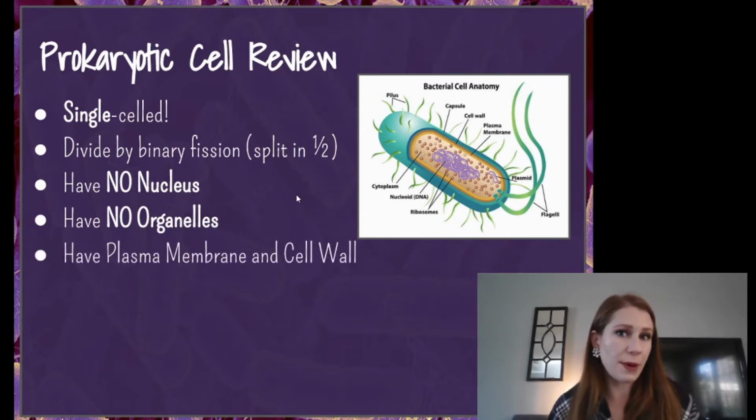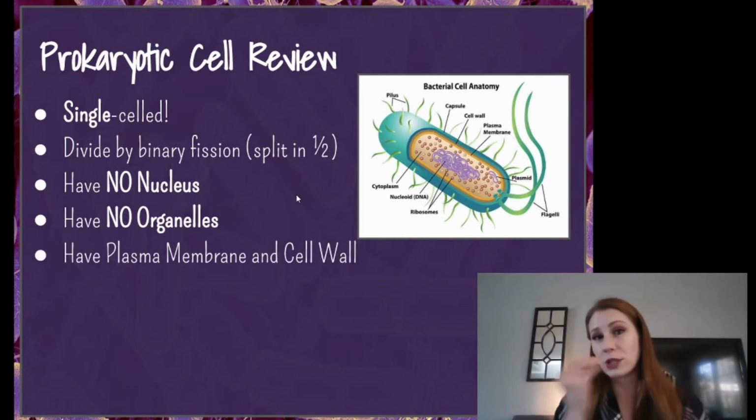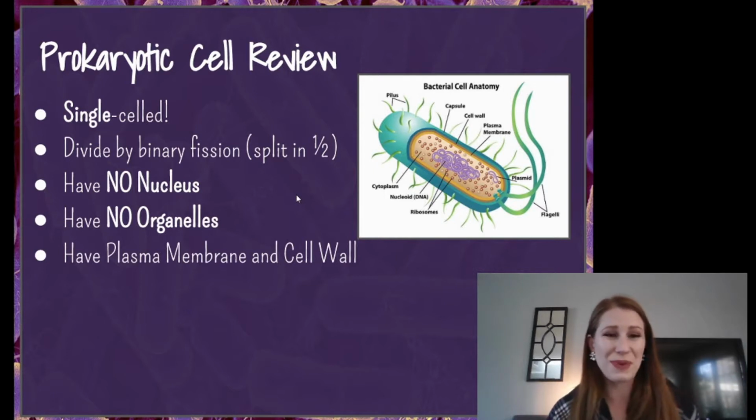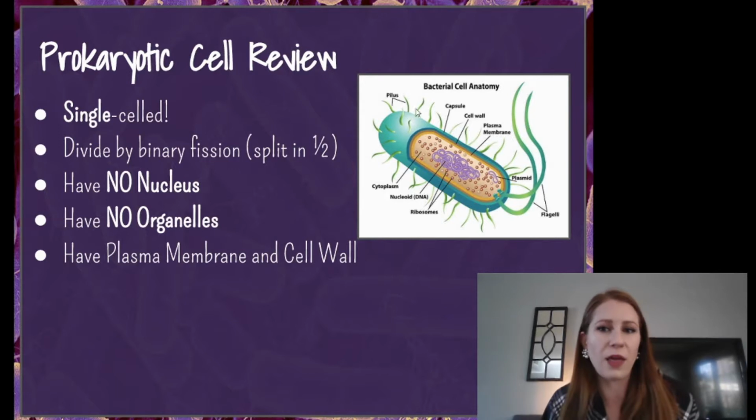They do have a plasma membrane, we call it sometimes a cell membrane, and a cell wall. So they do have those outer layers for protection, which is really important because a prokaryote is one cell. So it needs to be protected really, really well on the outside.